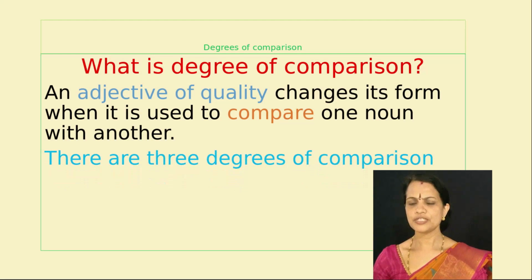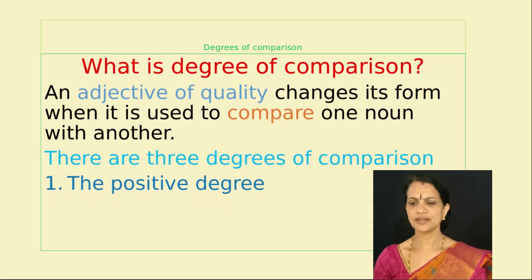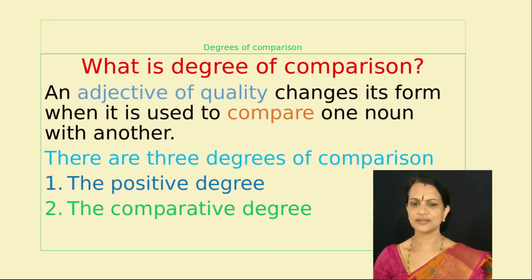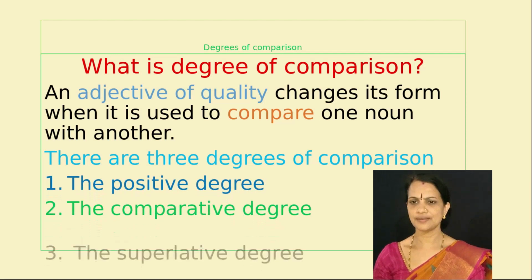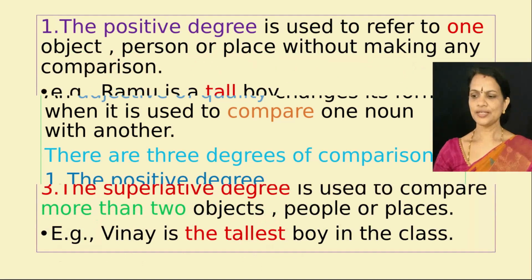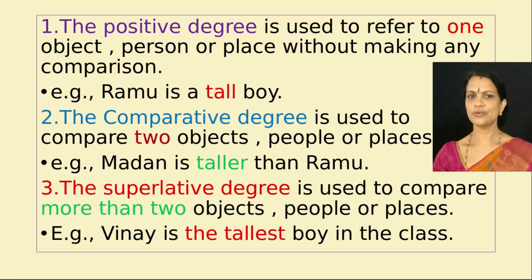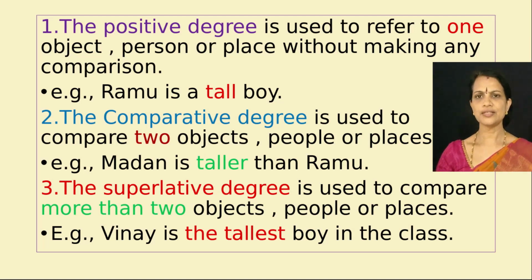First, the positive degree. Second, the comparative degree. Third, the superlative degree. The positive degree is used to refer to one object, one person or place without making any comparison. Example, Ramu is a tall boy. Mohan is an intelligent boy. Ooty is a cool place in India.